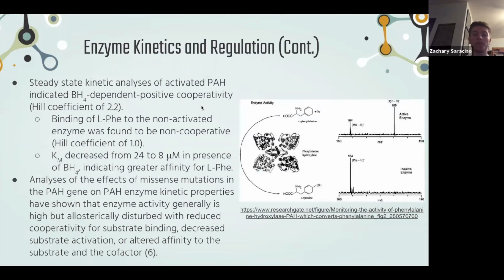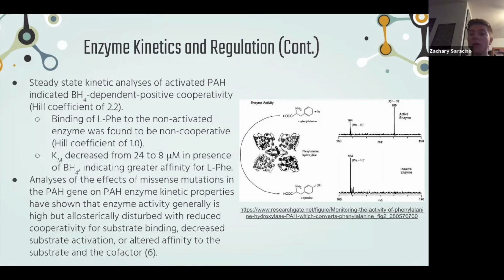And then also, like we stated before, BH4 is required. And the reason why is because it has positive cooperativity with PAH. And you can see that with a Hill coefficient greater than 1, which is 2.2. And ultimately, when it's not bound to BH4, PAH is going to have a Hill coefficient of only 1, indicating that it's not cooperative. We also see the Km decrease from 24 to 8 micromolars in the presence of BH4, which indicates that L-phenylalanine has a greater affinity for PAH with BH4.